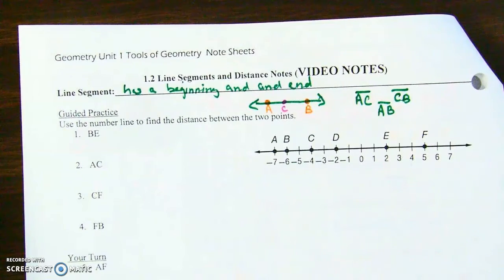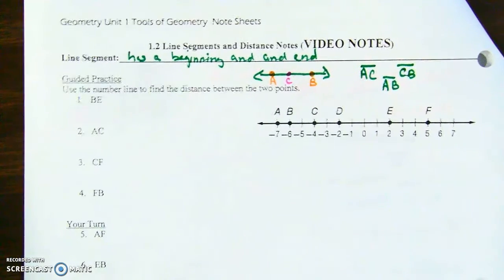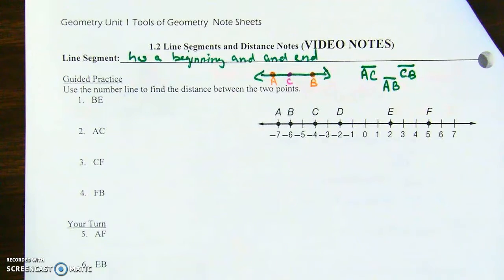Okay, so with that being said, let's go ahead and read into the instructions that we have here. It says, use the number line to find the distance between the 2 points. Now, when we talk about distance, it is always going to be an absolute value. What does that mean? Absolute value means that the distance will always be positive.